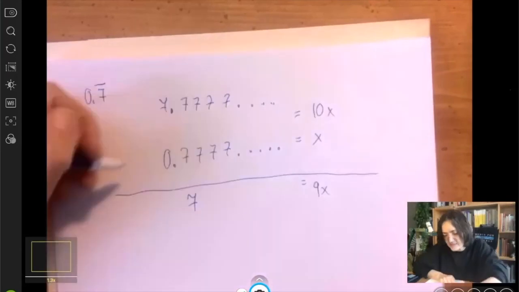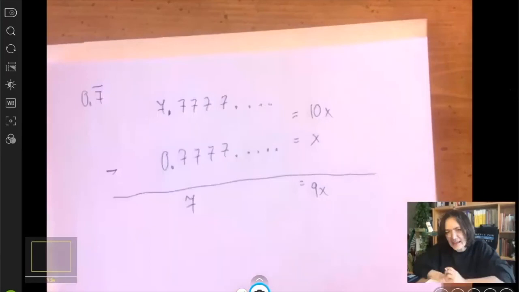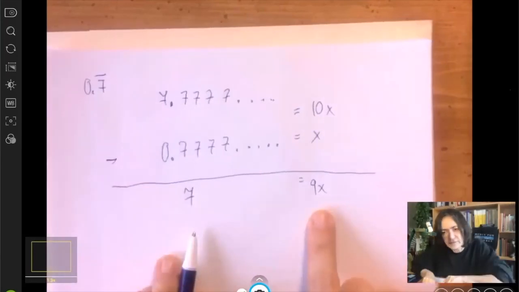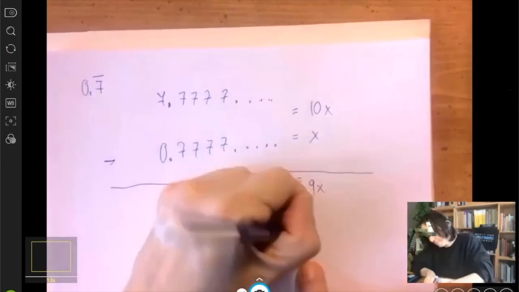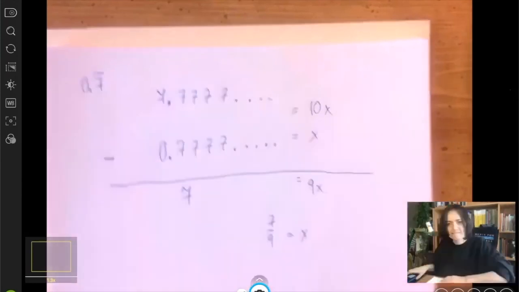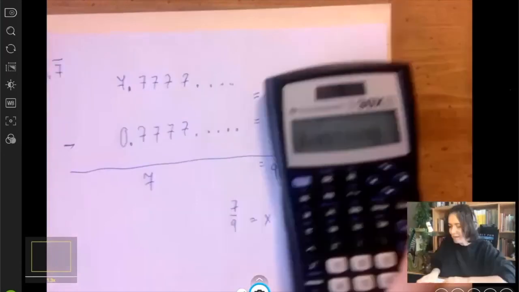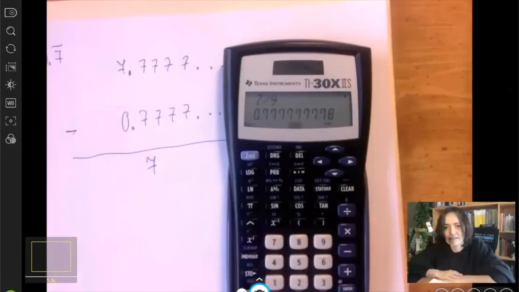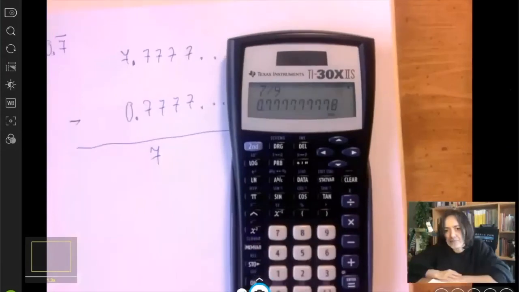It's a subtraction. And now look at this equation. 9x equals 7. Solve for x. x is 7 over 9. And my favorite part, check, check, check. 7 divided by 9.